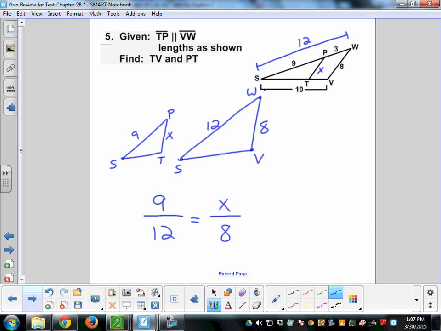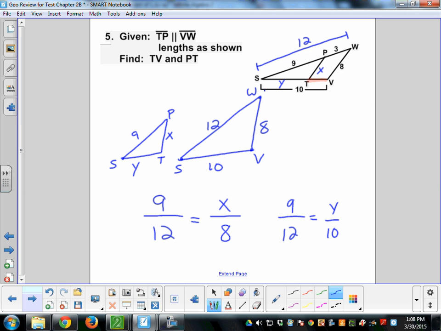In the same token, I also know SV is 10. And since I'm finding something different, I'm going to use a different variable here to find ST, and that's y. All right, so I can label that as a y. Now, I know it didn't ask for ST, but it asked for TV. TV is just this little part right there, but if I know y and I know 10, I'm going to be able to find TV. So the other ratio I'm going to set up is 9 to 12 equals y to 10.